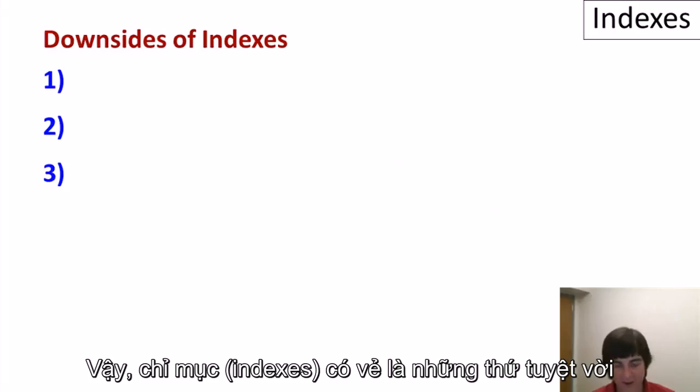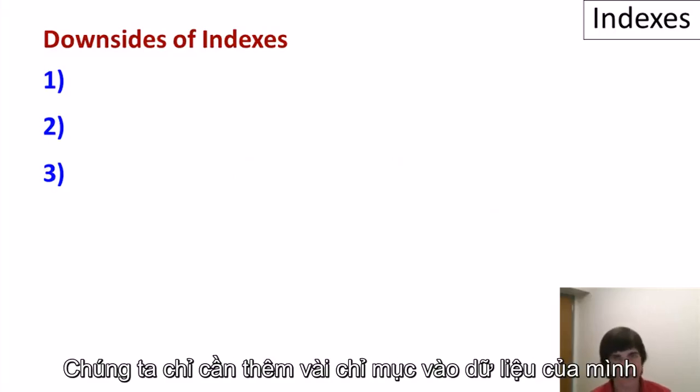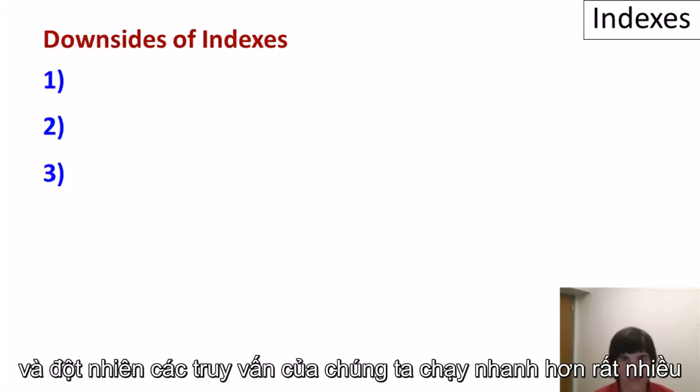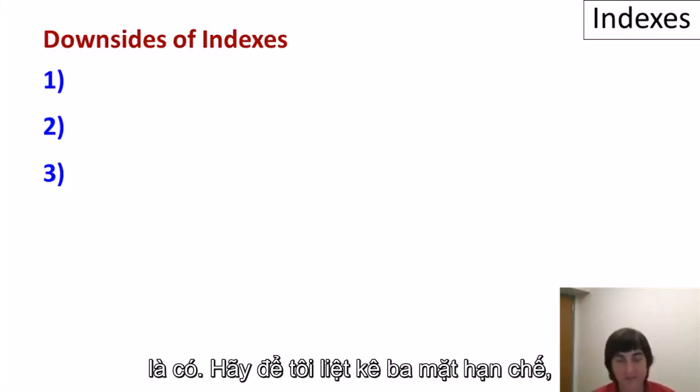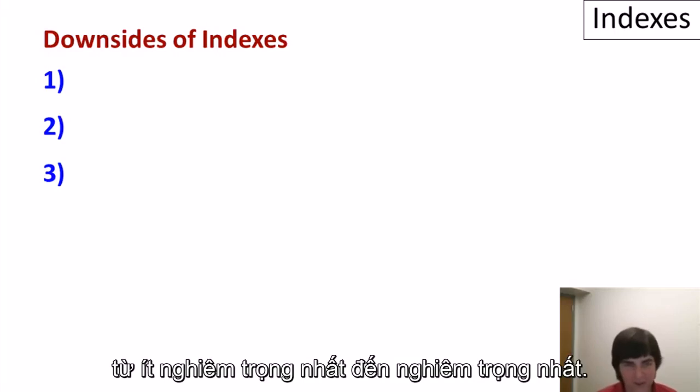So indexes seem like great things. We just throw some indexes onto our data and all of a sudden our queries run much, much faster. So there must be some downsides, and of course there are. Let me list three of them from sort of least severe to most severe.